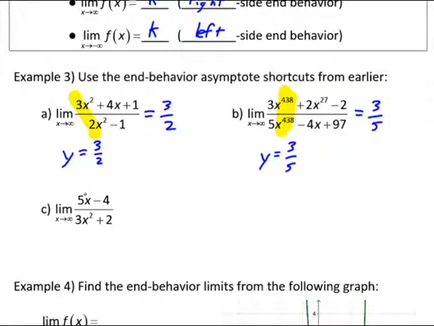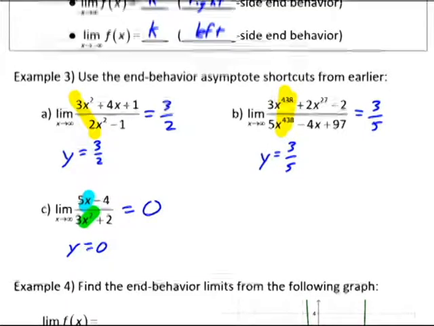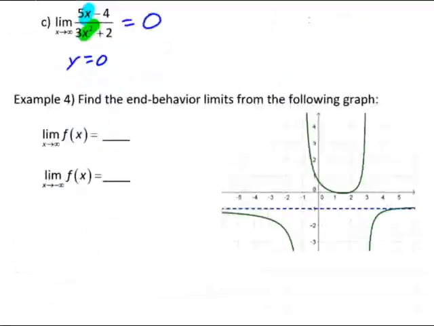Recall that when the degree of the numerator is small, the horizontal asymptote is just y equals 0. This becomes the limit. Visually, when we mark a horizontal asymptote, we are implying that in the long run, the y values are going to converge on that y value. So both left and right side limits will be converging on that horizontal asymptote of y equals 1.